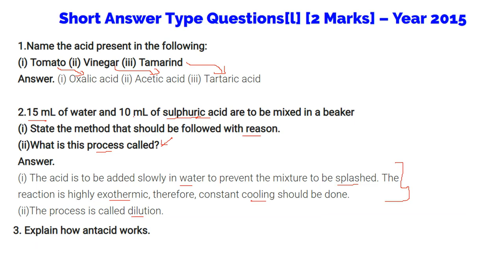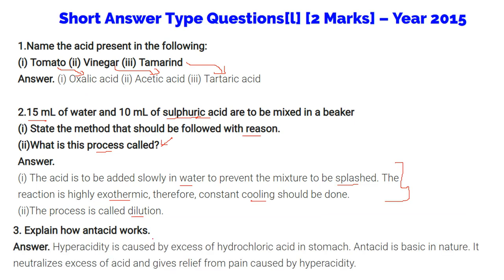Explain how antacids work. Whenever we feel indigestion, acid formation in our stomach, hyperacidity is caused by the excess of hydrochloric acid in our stomach. Antacid is basic in nature, so it will neutralize the excess acid and give relief from the pain caused by this hyperacidity.